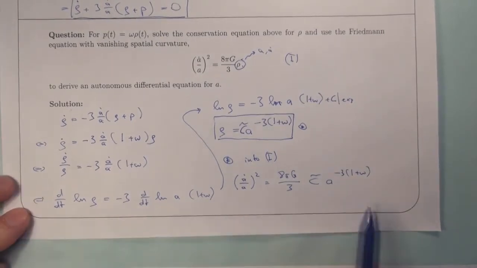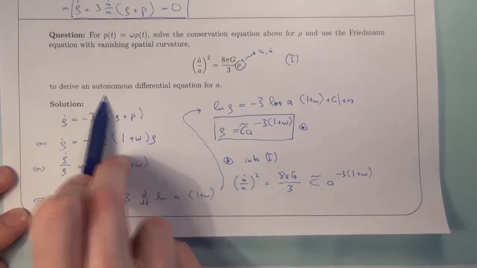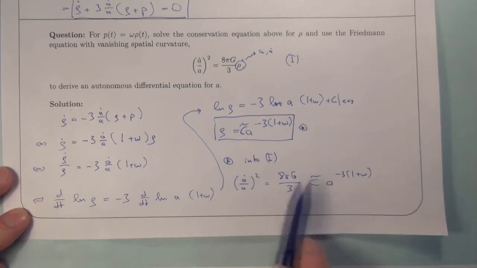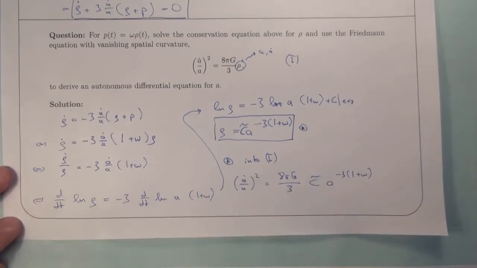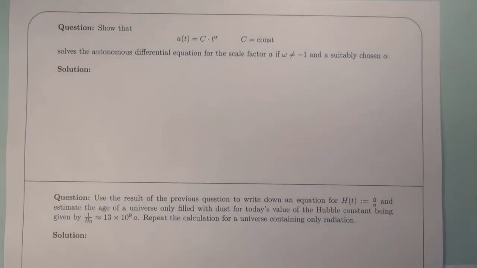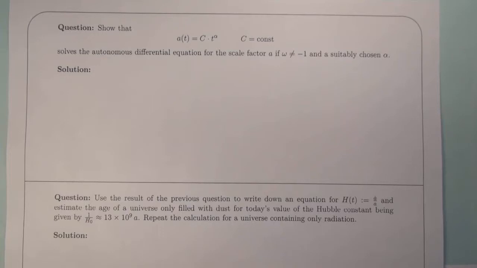And that's our result, because we wanted some autonomous differential equation for the A's. So here we just have A's in there, the rest are constants. So that's the result. Now in the next question, the differential equation should be solved. And I write it down again.